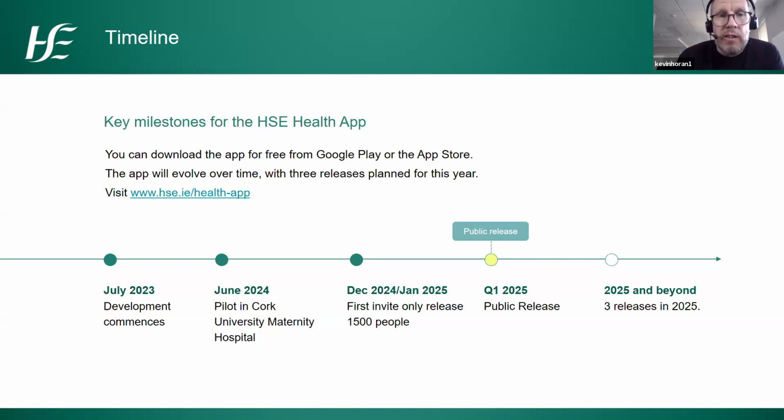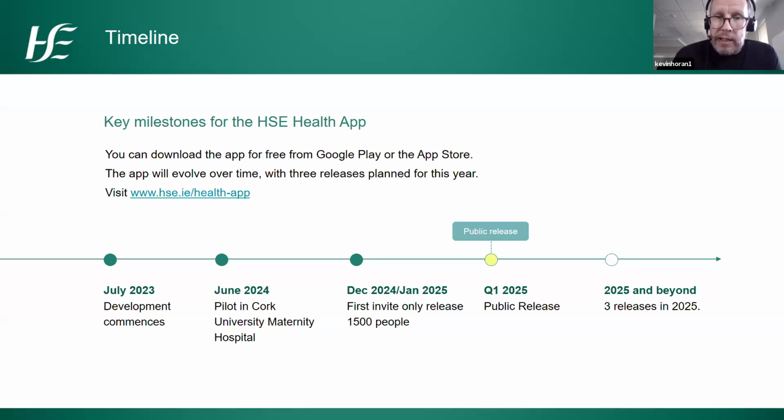We made a number of changes and then worked towards our initial invite-only release, which took place towards the end of 2024. So over December and January, we extended our numbers of people on the app until we got about 1,500 people on there. Again, that allowed us to test the infrastructure and make sure that the app was performing well. And this was all in the run-up to our release in February of this year, where the app was launched by the Minister for Health in the Rotunda.